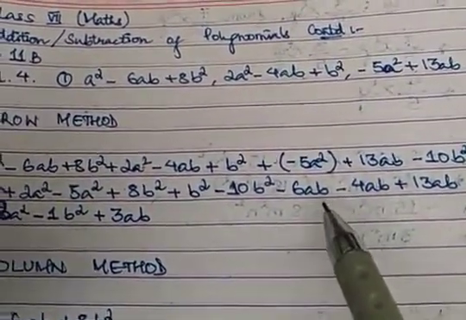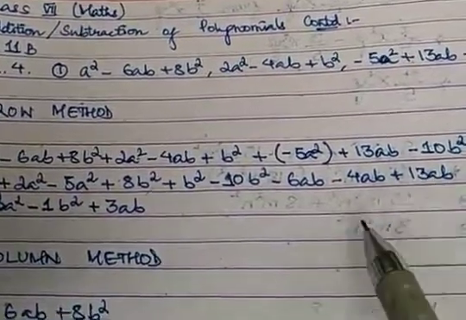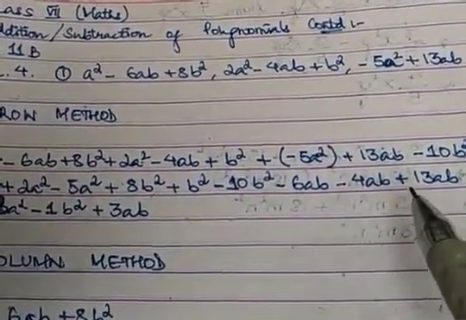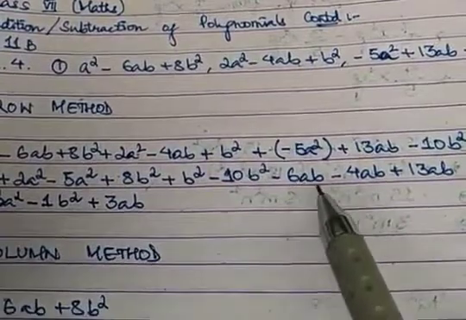Now, minus 6ab minus 4ab plus 13ab. The terms with ab, three terms, again two terms with the same signs, so same signs will be added.